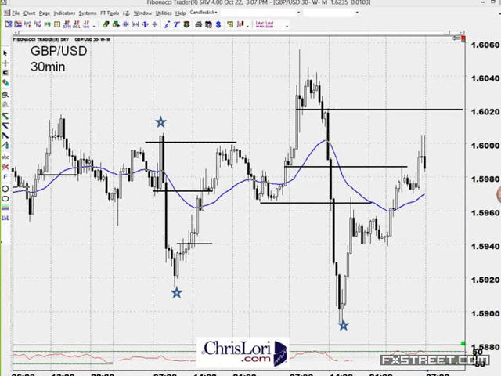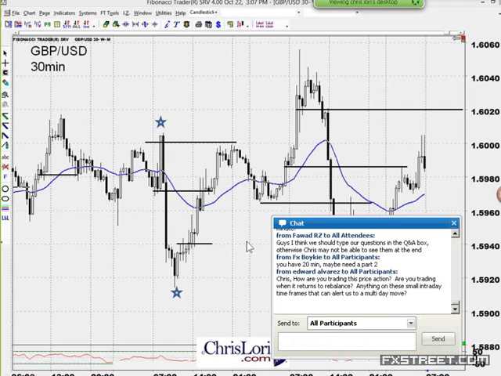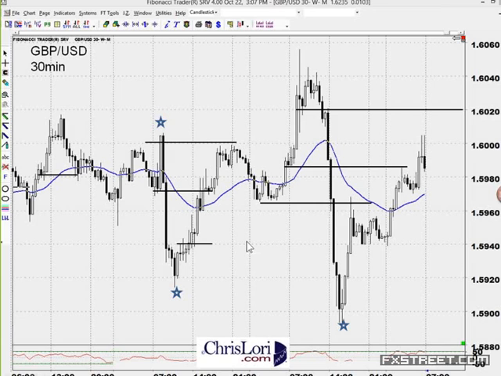But a question is, how are you trading this price action? Are you trading when it returns to rebalance? Anything on these small intraday time frames that can alert us to a multi-day move? Now, this presentation, I think, is more about understanding the concept than the process that one would want to take. If you want to get a deeper understanding of this concept, you take the features discussed here and you test it out. You probably do a sample size of, let's say, 500 samples, and then decide whether or not it is something that you can connect with, and then determine how it fits into your trading model.